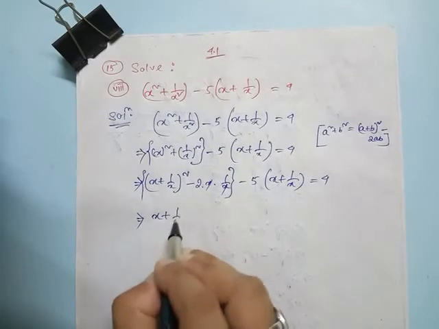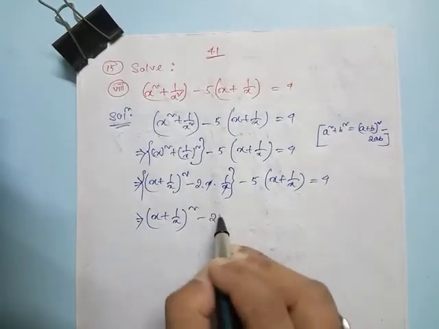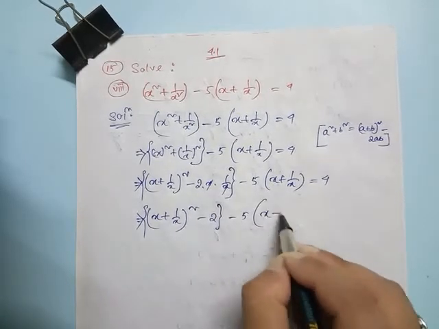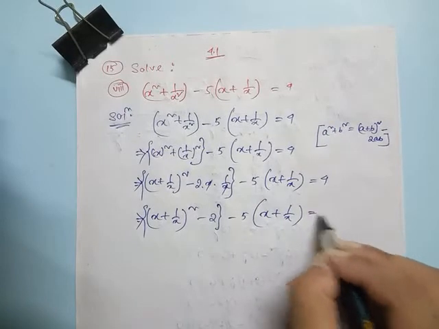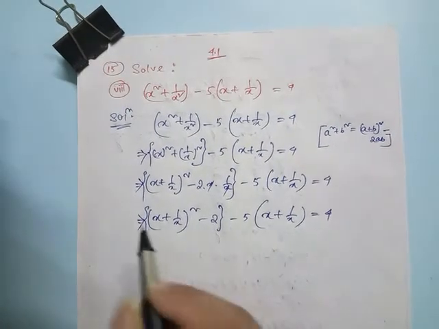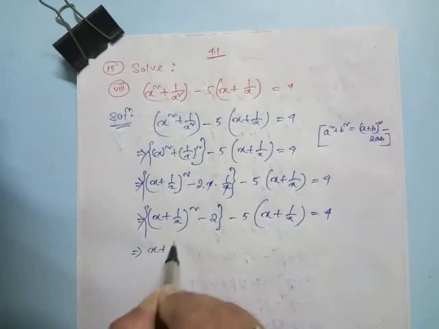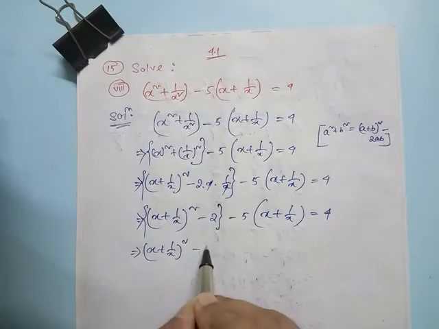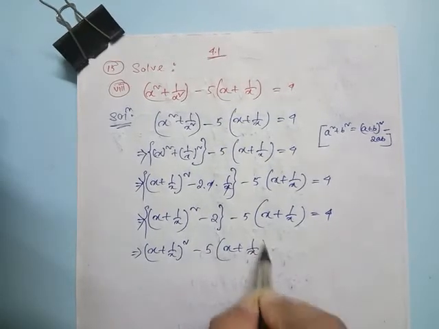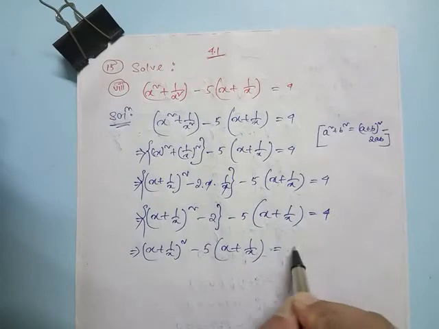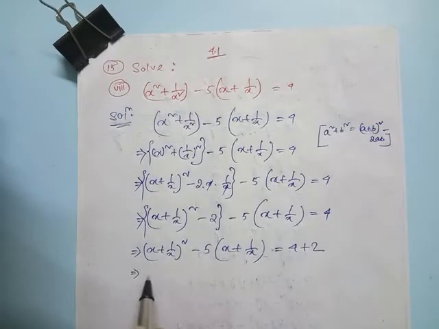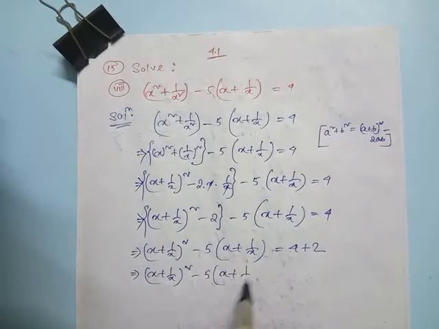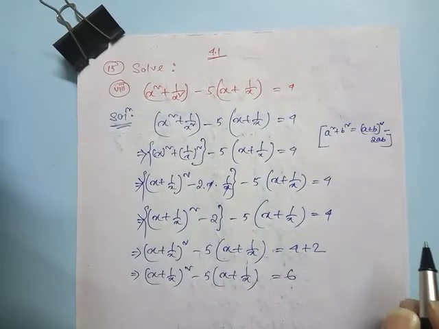Now (x + 1/x)² − 2 in the second bracket, and here it is 5 into (x + 1/x) equal to 4. Now student, the next line: (x + 1/x)² will remain the same, and this −2 will go to that side. So here −5(x + 1/x) will remain the same, and this −2 goes to the other side, so it becomes +2. Then (x + 1/x)² − 5(x + 1/x) = 6.